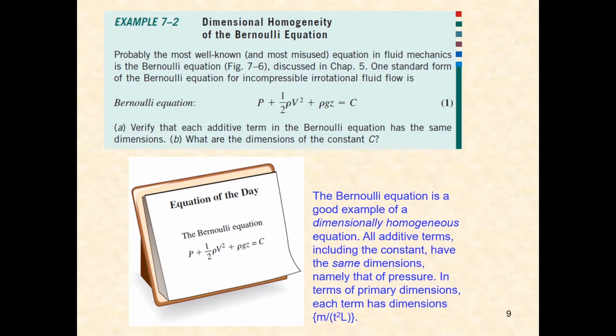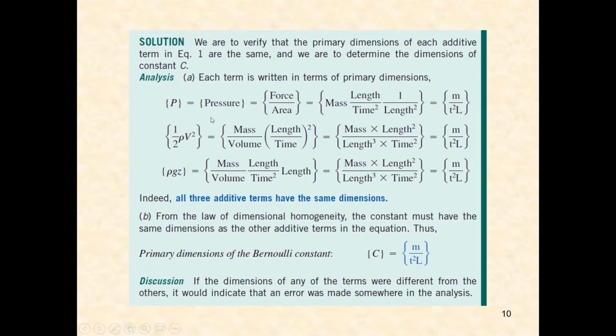Okay, the dimensional homogeneity of the Bernoulli equation. In this example, it wants to check whether all the terms in the Bernoulli equation have the same dimensions or not. From here, we can expect that the dimensions are going to be pressure. So here we check. Pressure, as we know, is force over area, and the force is equal to ma. So this is mass, and this is the acceleration, length over time squared, and this is 1 over area. So this is the dimension for pressure.